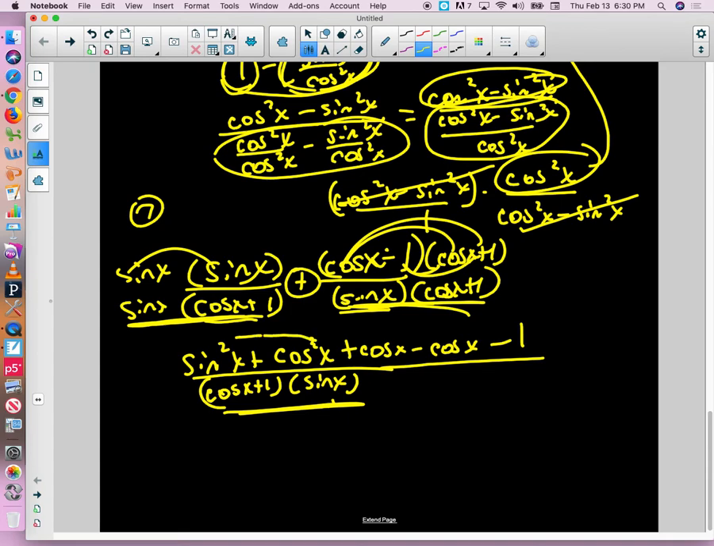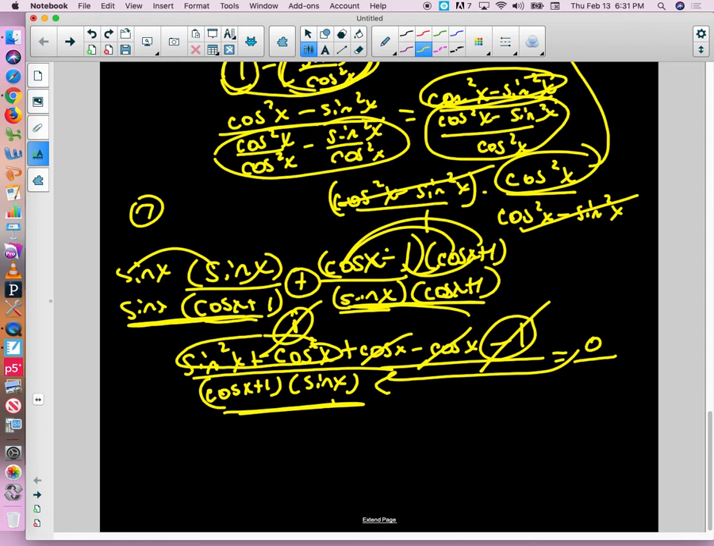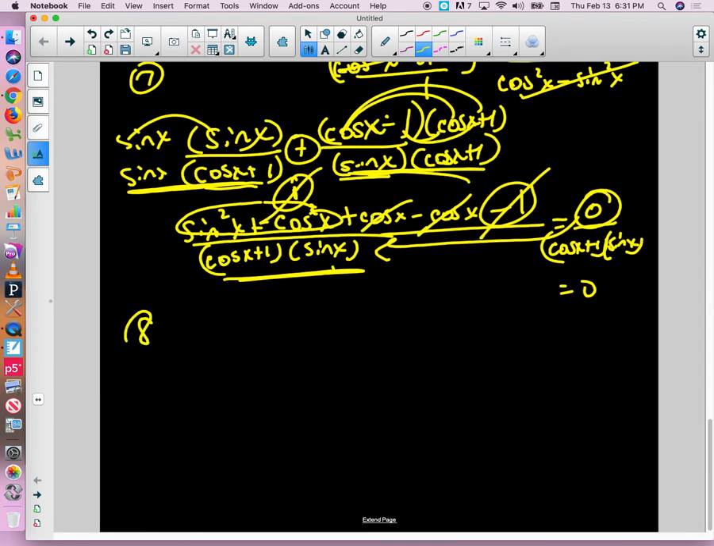Now what does this equal? That equals 1. And so I have a 1 minus 1 cancels. Cosine x minus cosine x cancels. So everything's gone on the top, and I get 0 over this, but it doesn't matter. 0 over anything is 0. So the whole top went away, and I have this, which just equals 0.